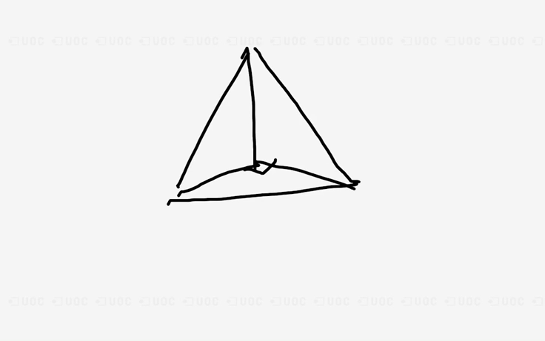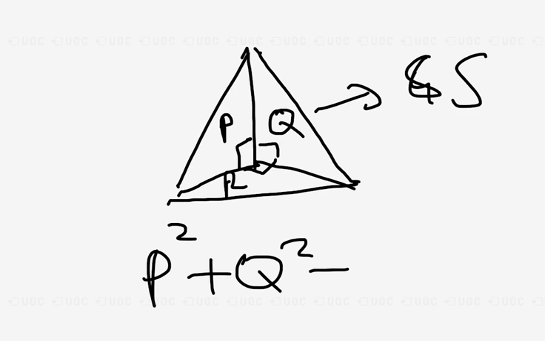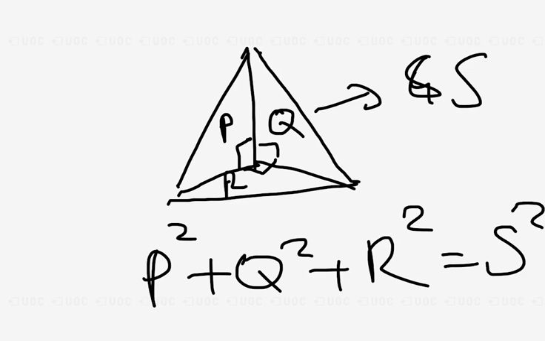This triangle is a right angle triangle, this triangle is a right angle triangle, this triangle is a right angle triangle, and there's also the slopey face at the front, which you can kind of imagine. So what we want to prove is if we let these sides be P, Q, R, and the front side be S, we want to prove that P squared plus Q squared plus R squared is equal to S squared.